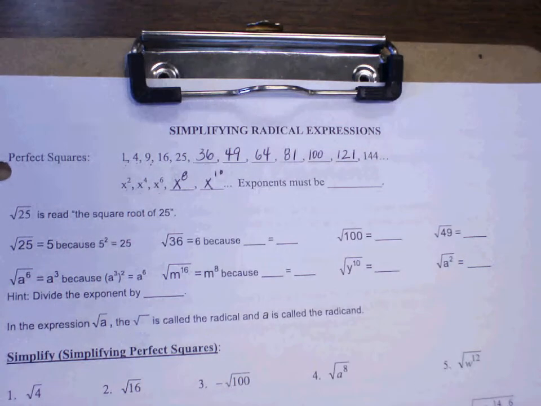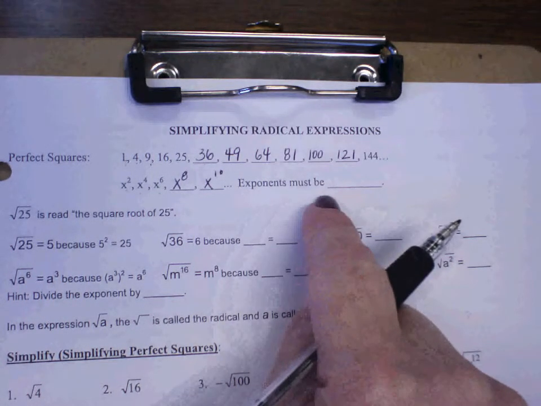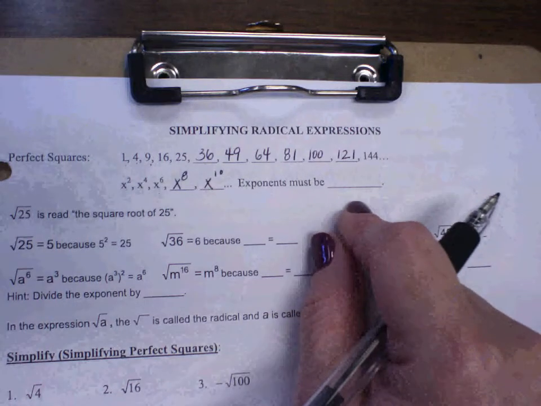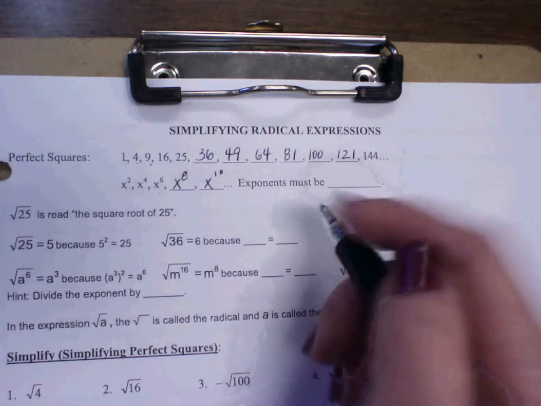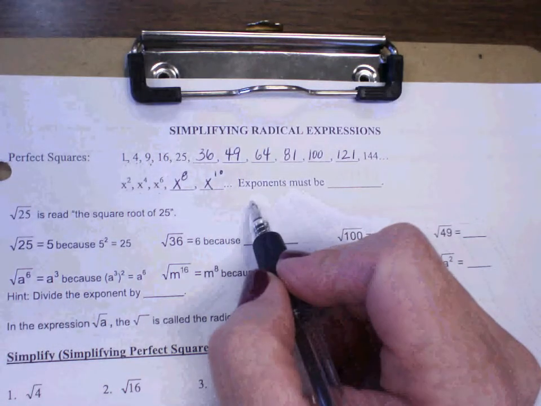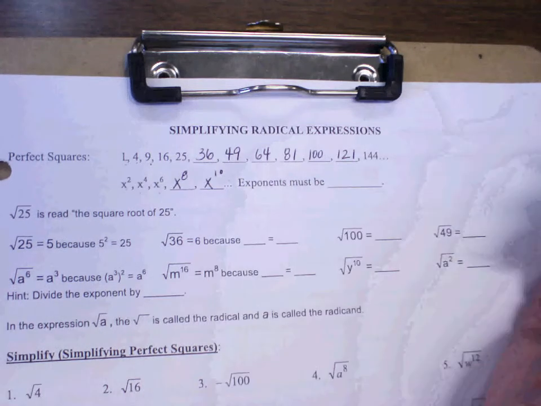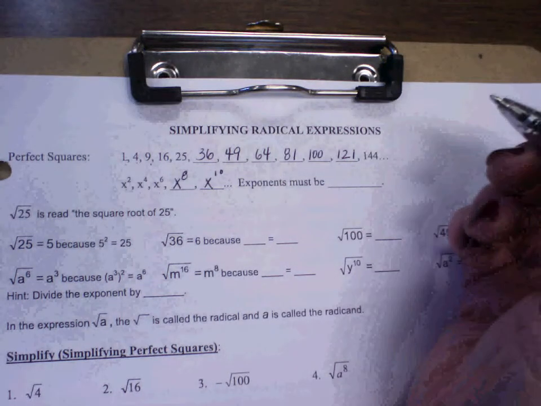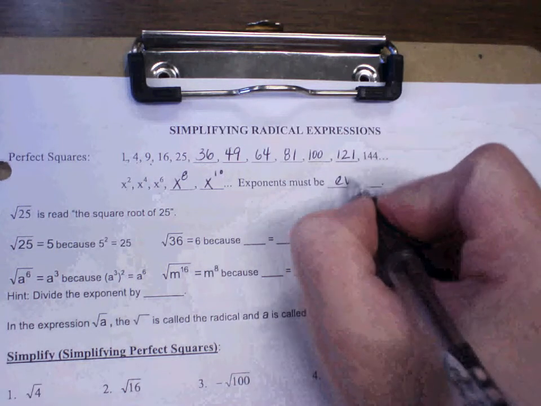So what must the exponent be? Look at all those exponents and tell me what they have in common. Say that again? They're even. Very good. So the exponent must be even. Very good. Give your family 50 points.